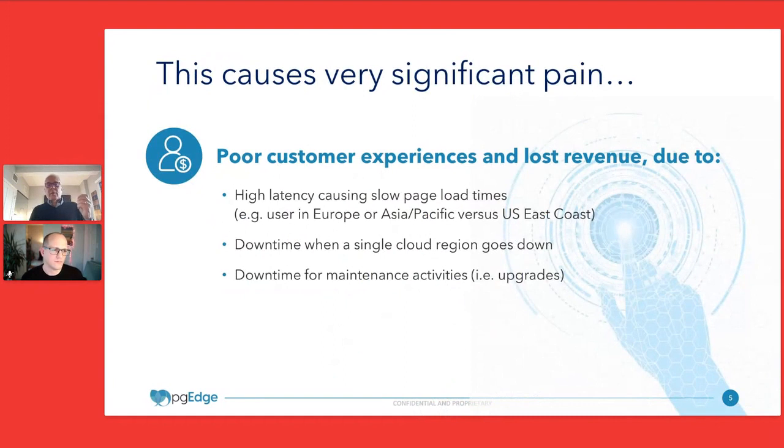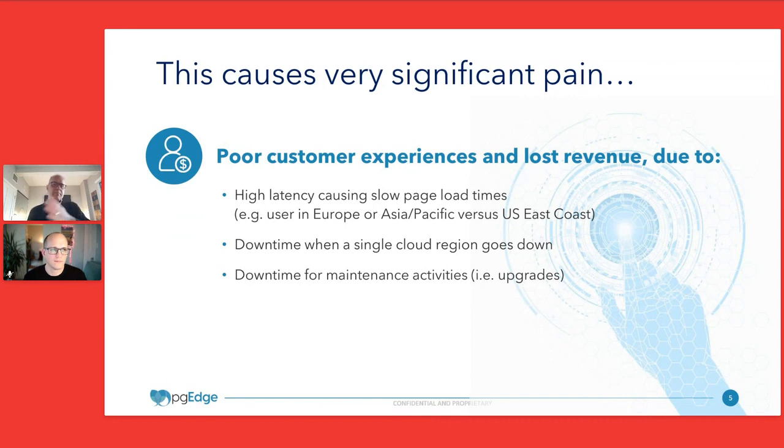These problems of latency and being in a single cloud region cause real business pain in the form of poor customer experiences and lost revenue. That high latency causes slow page load times. Think about a user in Europe or Asia Pacific versus somebody on the US East Coast who happens to be close to where most people put their application stacks, the East Coast regions of the cloud providers. Think about those users who are a little bit further away, and what page load times and the user experience are like for them.